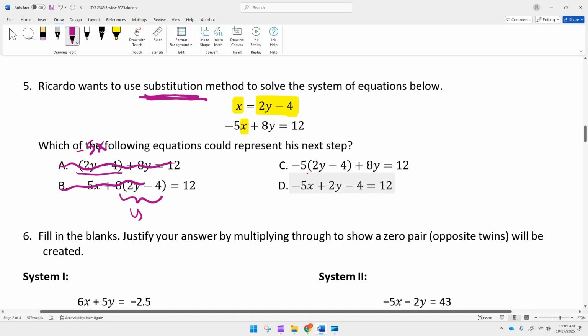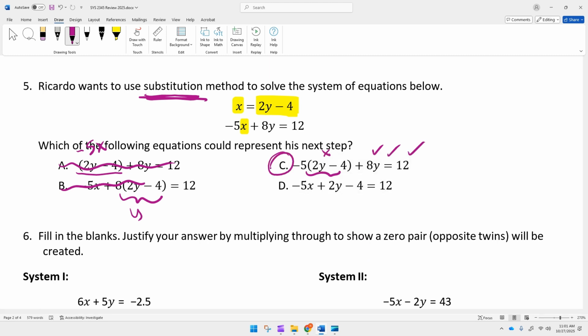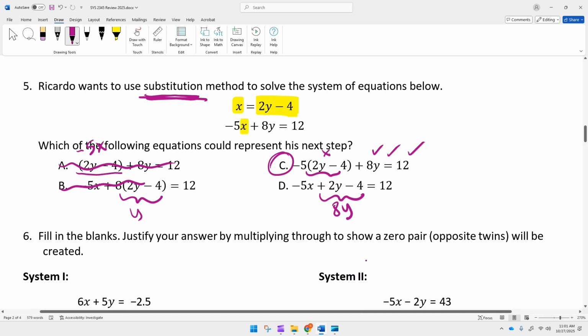Now, if you notice, C is done correctly. We replaced the x with 2y minus 4. Therefore, we would distribute the negative 5. The 8y is still there, the equal sign is still there, the 12 is still there. So our answer is most definitely C. In D, they replaced the whole 8y term, so that is completely wrong. Okay? Any questions?